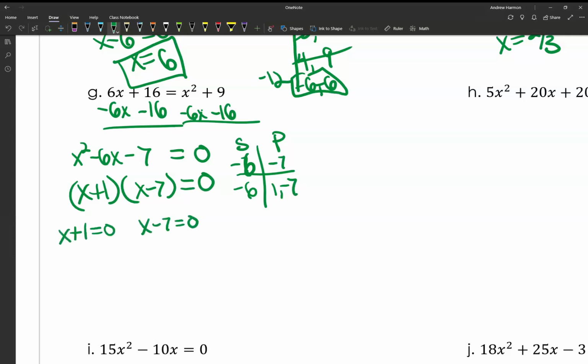And we solve, so we get x is equal to negative 1 and x is equal to positive 7. So our solution set is negative 1 and 7. And that's it for that one. So, little extra step here in the beginning to get set equal to 0, but once we did that, pretty straightforward problem.